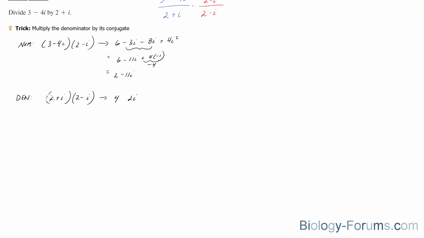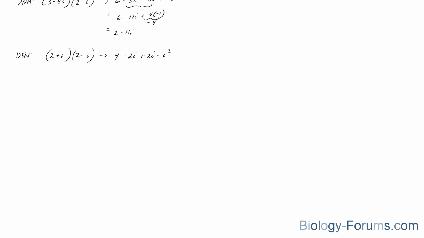2 times 2 is 4. 2 times negative i is negative 2i. These two multiplied is equal to positive 2i. And these two terms multiplied is equal to negative i squared. These two are like terms, and they cancel out. And i to the power of 2 is equal to negative 1, so we end up with 4 minus negative 1, which is equal to 5. And the way we write our final answer is we combine the numerator and denominator. 2 minus 11i over 5.